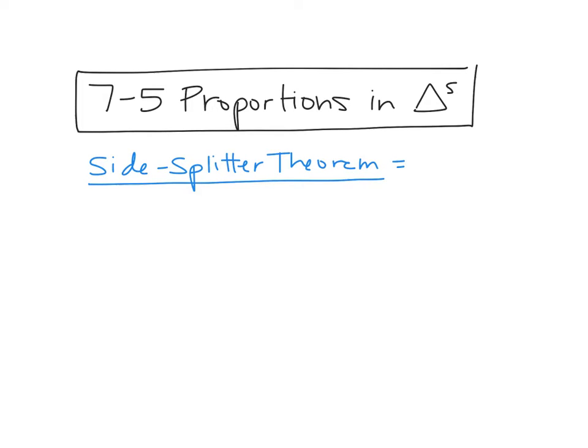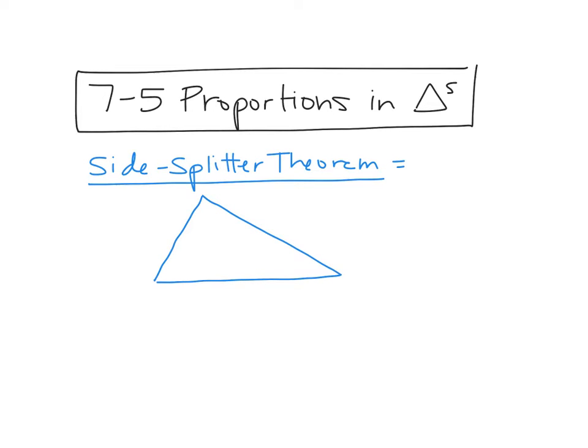Okay, Side-Splitter Theorem. Basically what it says is if you have a triangle and you draw a line that is parallel to one of those sides of the triangle, it's going to break the other two sides into proportional sides, okay? And I'm not going to write out the definition of the Side-Splitter Theorem. If you would like to, it's in your book, but I feel like the picture tells you what's happening. So I'm going to draw you a picture and then just label what exactly is happening here.